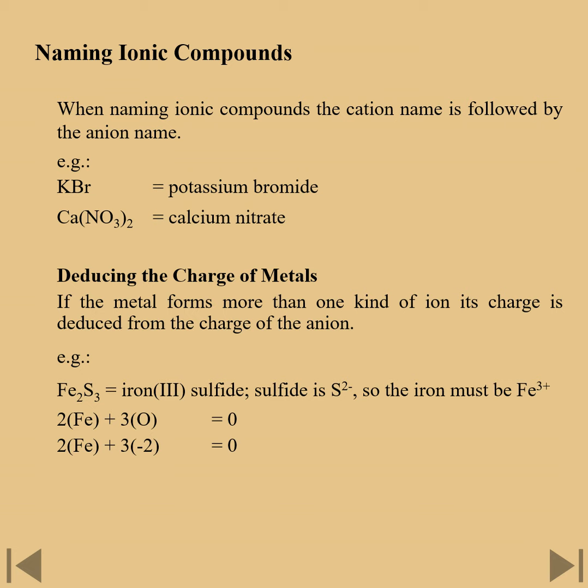And so our 2 irons plus 3 -2s is equal to 0. Let's just go ahead and distribute that. So our 2 irons minus 6 is equal to 0. Let's add 6 to both sides. So the 2 irons have a total of plus 6. So each iron must be plus 3. So there's the plus 3 that we got for iron 3 sulfide. And this is one way, the algebraic way, and it always works. It's a little bit more work than the other way. I'll show you the other way in just a little bit.